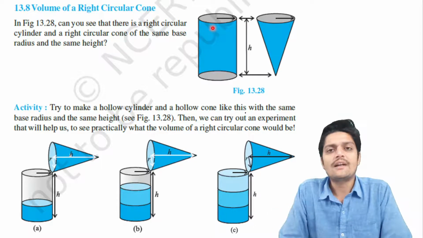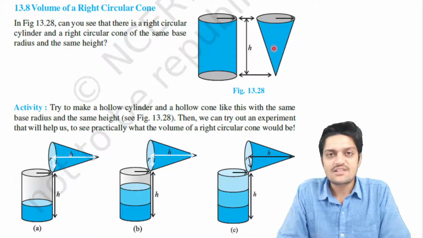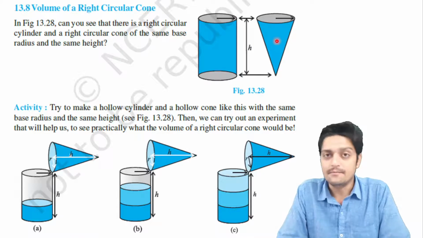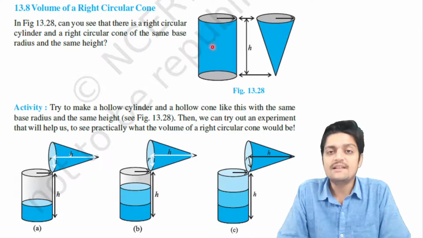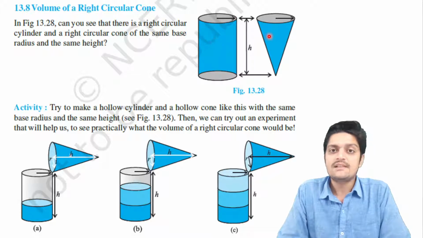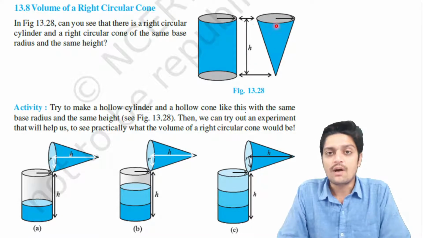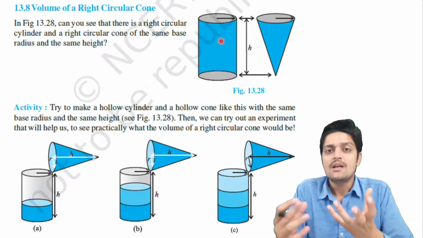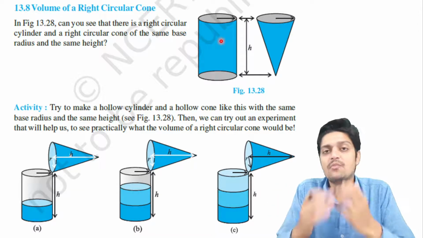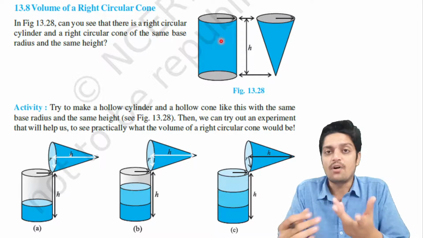If I ask you how many cones I can fill in this cylinder so that it is full: if I pour one cone of water, will it be full? No. If I pour 2 cones of water, will it be full? How can we say how many cones we can pour if the base diameter and the height are both the same?